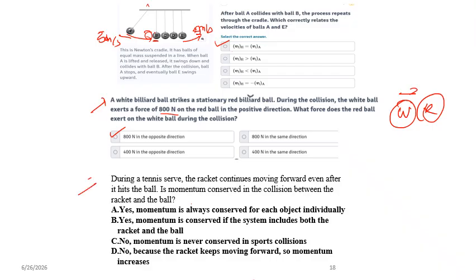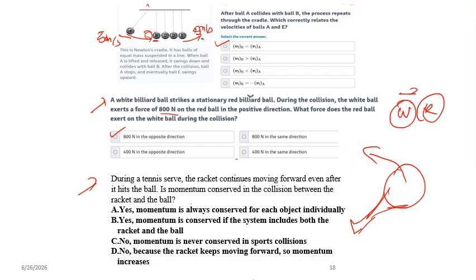The last question. During a tennis serve, a racket continues moving forward after it hits the ball. Is momentum conserved in the collision between the racket and the ball? See, after hitting, even though the contact is finished, the racket will still be moving forward. So in this situation, will the conservation of momentum be valid or not? That is the question.